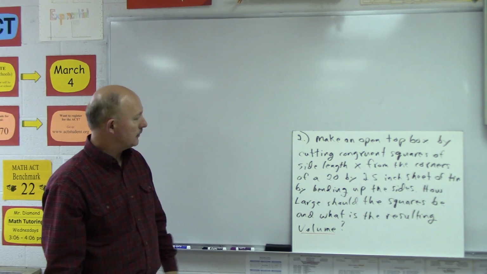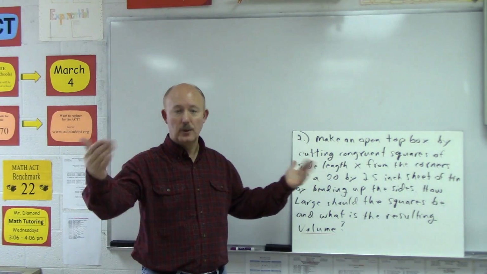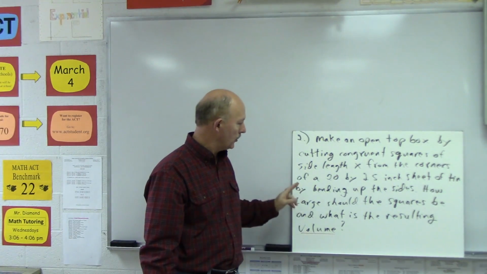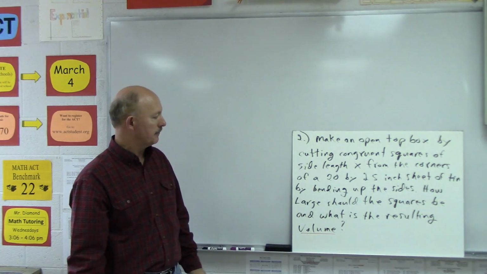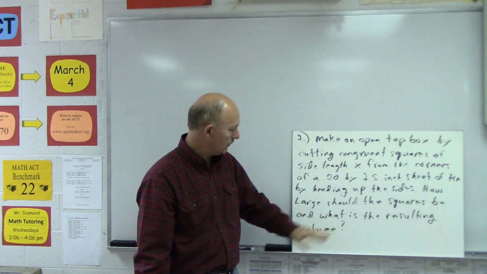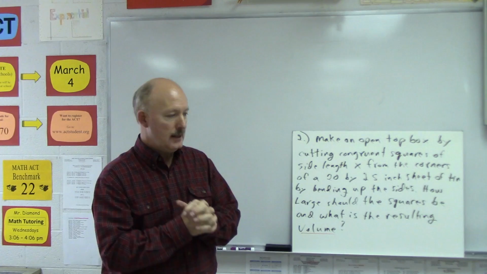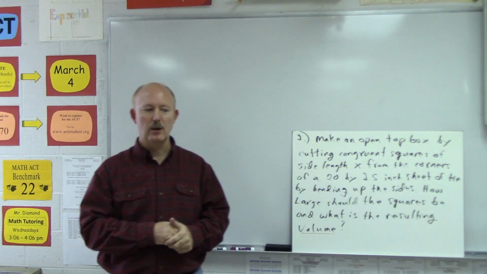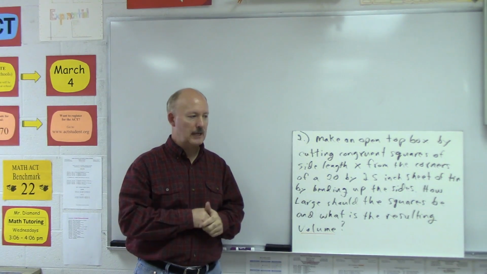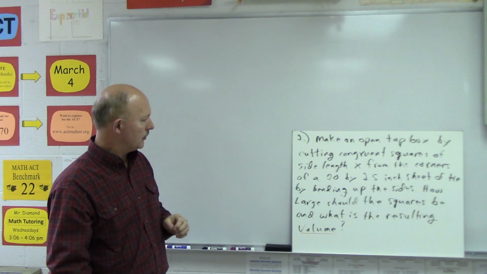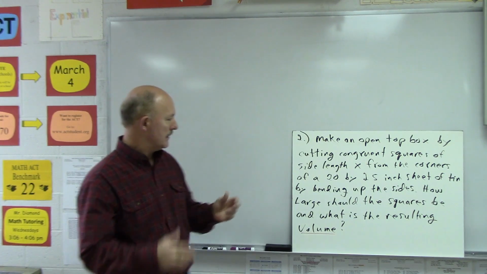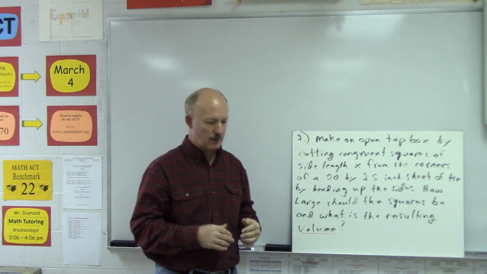Now, let's take a look at this problem here. It says make an open top box again. So once again, the top is open, by cutting congruent squares of side length x from the corners of a 20 by 25 inch sheet of tin, and bending up the sides. How large should the squares be, and what is the resulting volume? As you look at these examples, these examples are in our textbooks. I'm just working through them and explaining them a little bit. We use the Larson text, so you can see these are somewhere in our textbook. Most of these are. I think this one is. So we're going to make an open top box, cutting congruent squares from the side, and then bending up the sides to make a box out of it.